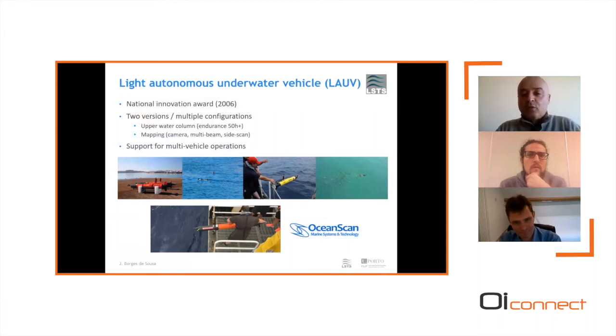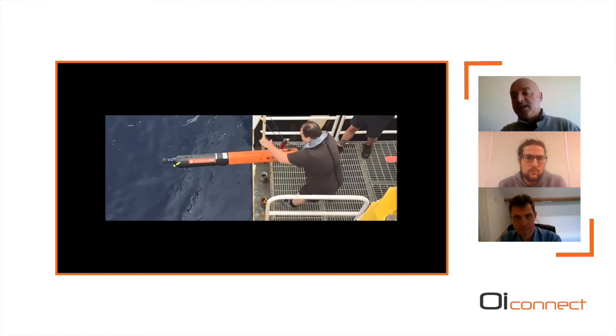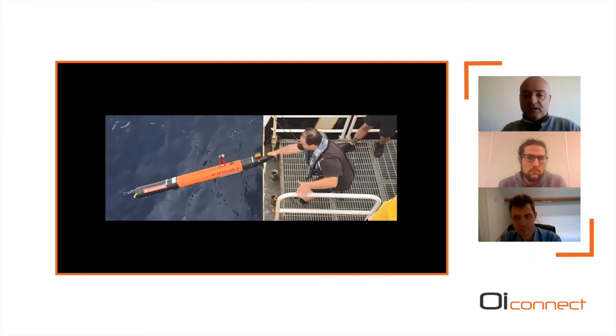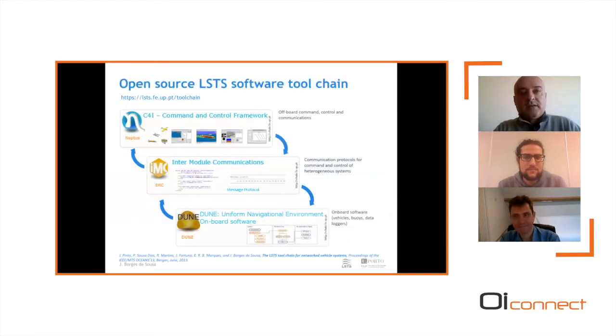This is our workhorse, the LAUV, which was designed in our lab, and now there's a spin-off. Two versions: upper water column, with endurance of 50 hours plus, and mapping. And you see here the vehicle in action. Very simple to operate. You just need to make sure that there's water there. And then again, software is very important for what we do, as we'll get to see next.